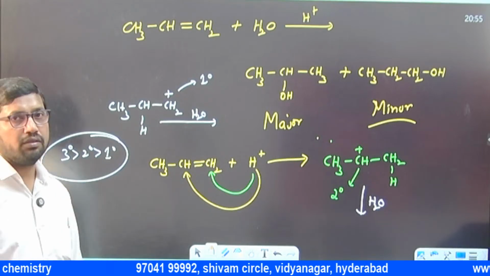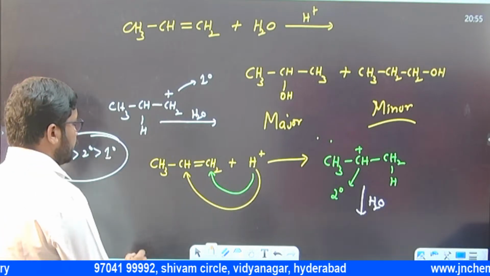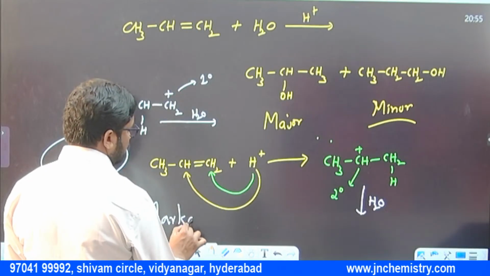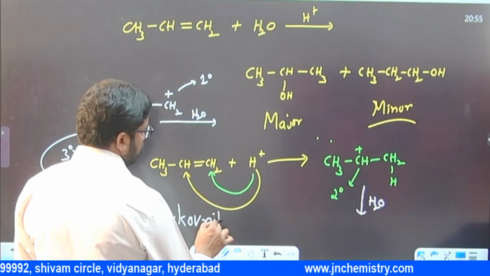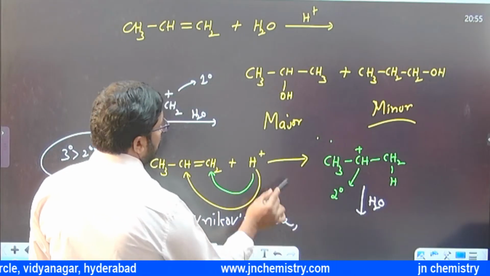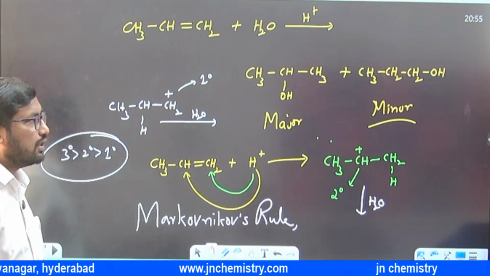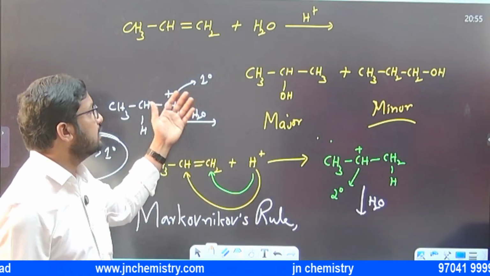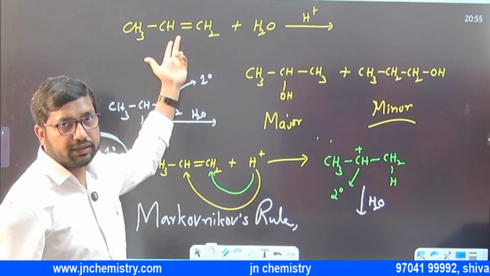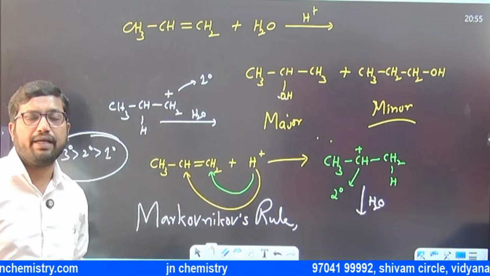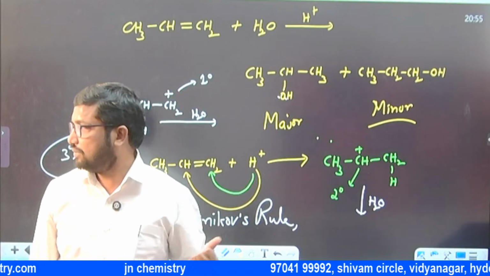Got it? What is Markovnikov's rule here? When an unsymmetrical reagent is added to the unsymmetrical alkene, the negative part of the reagent or nucleophile will attack the double bond carbon which is having less number of hydrogens. Of course, that is the major product and the remaining one is the minor product. Okay, write it down.